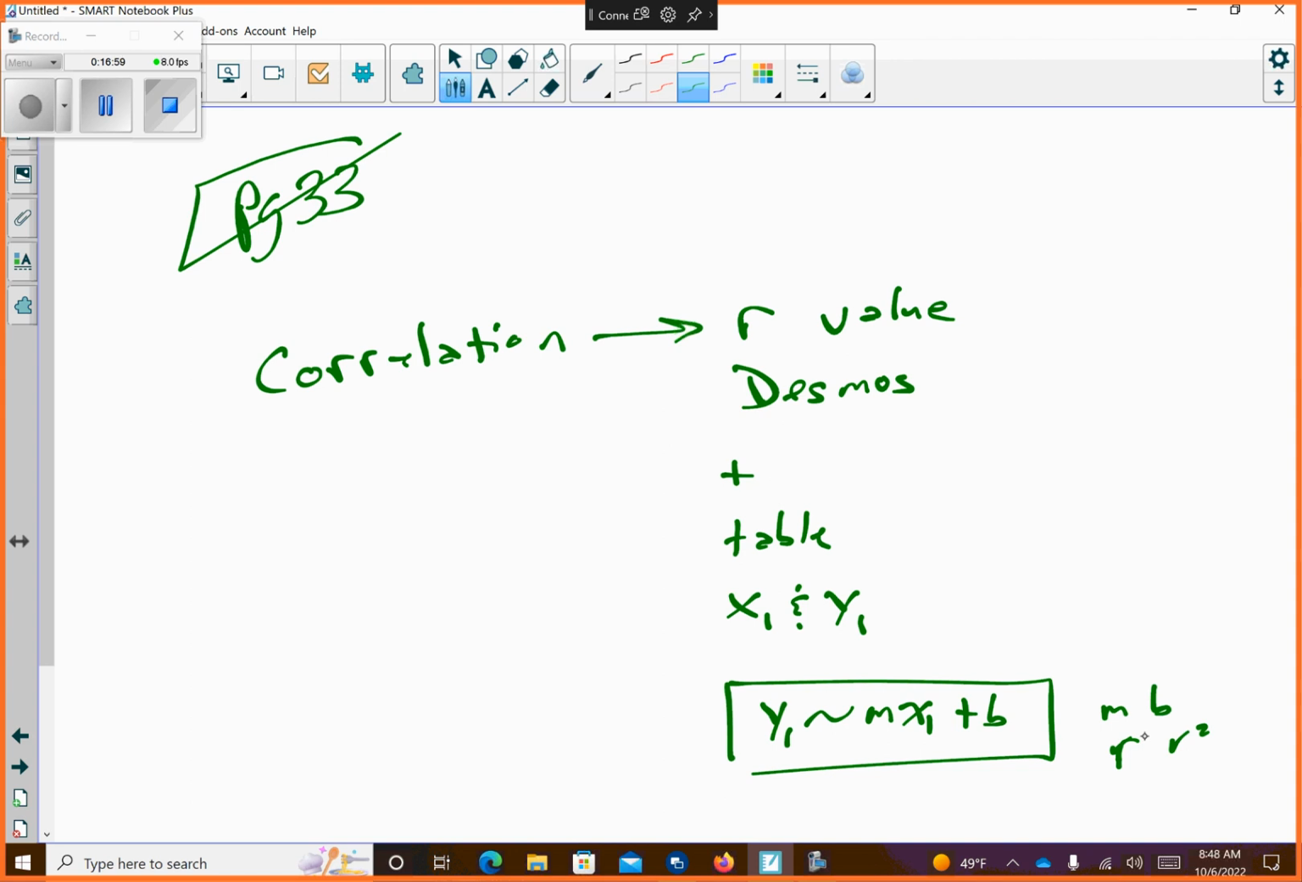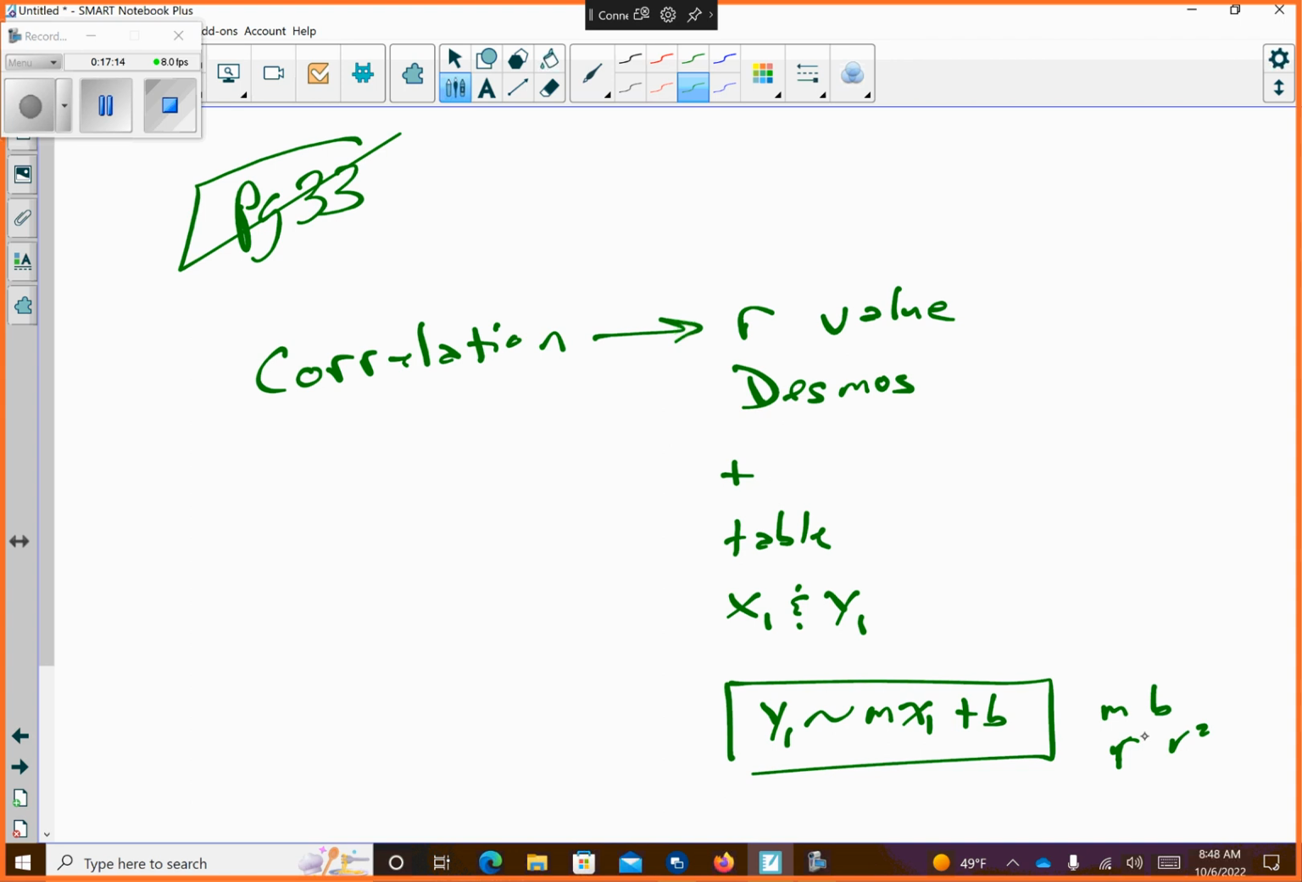In statistics, correlation is assigned a variable R. The correlation is always a number between -1 and +1 inclusive. The method of calculating correlation is complex and time-consuming, so we will be using Desmos.